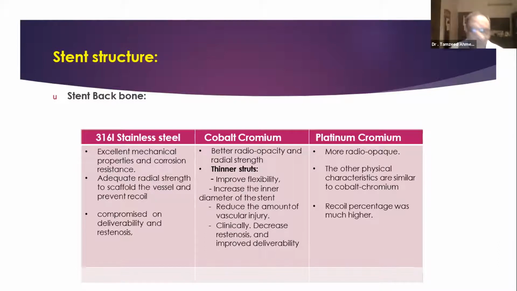Now, stent backbone, the bare metal, is a metallic thing. So bare metal stent is the beginner of the stent. The first stent was a stainless steel stent. It had excellent mechanical properties and corrosion resistance. It had adequate radial strength to scaffold the vessel and prevent recoil. However, it was compromised and the restenosis rate was still high. Then came cobalt chromium stent, which had better radio opacity and radial strength. It had thinner struts, improved flexibility, increased the inner diameter of the stent, reduced the amount of vascular injury, clinically decreased restenosis, and improved deliverability. And then came, of course, platinum chromium, which is more opaque on fluoroscopy, and other properties are similar to cobalt chromium.